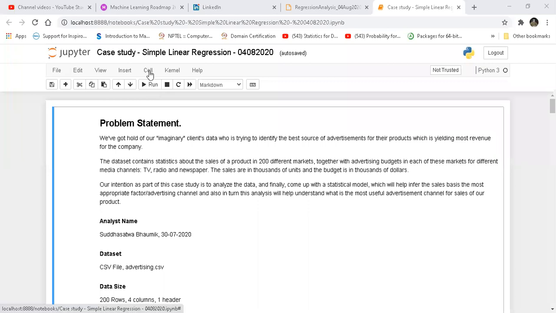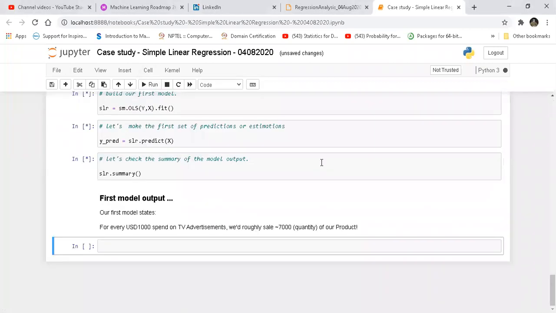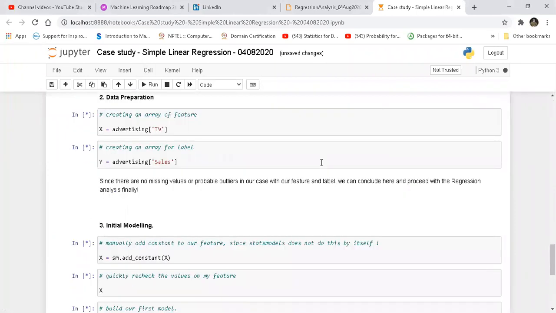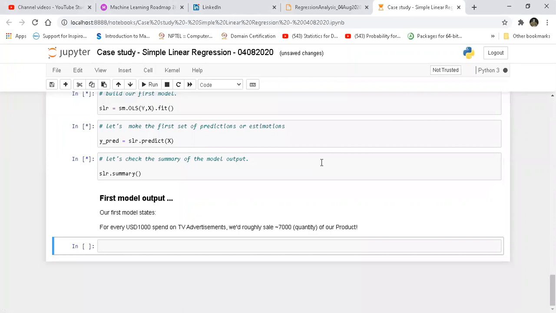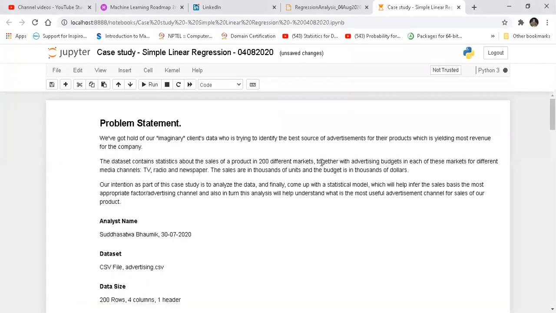Let me just run all of the cells quickly so that we can start from where we had left off. And in the meanwhile, let me quickly correct what I did as a mistake yesterday. If you look at the statement here, the sales are in thousands of units and the budget is in thousands of dollars.